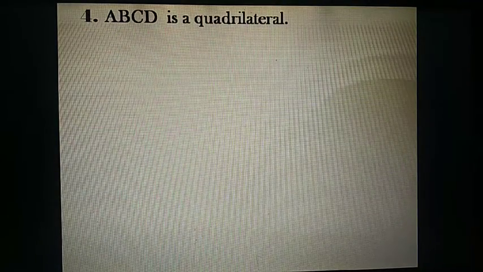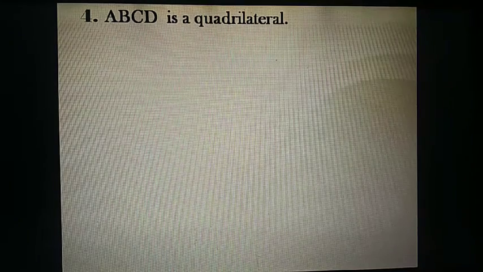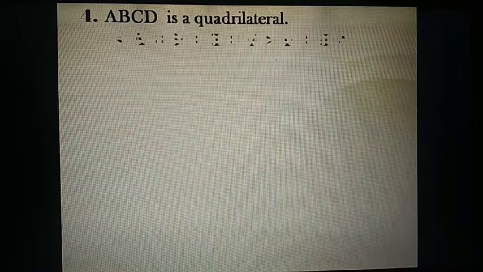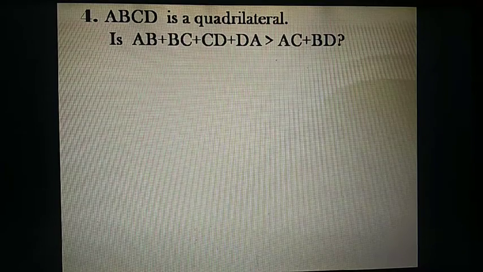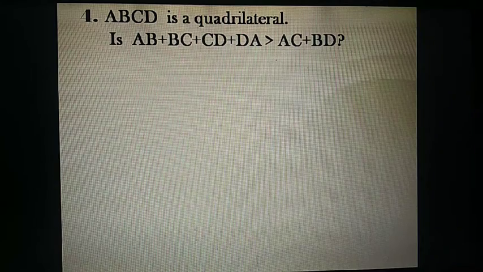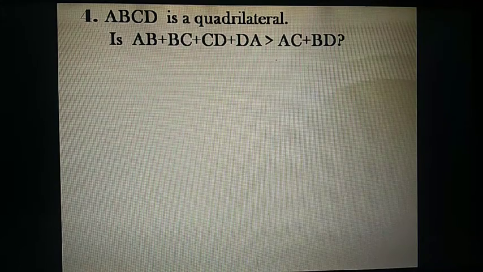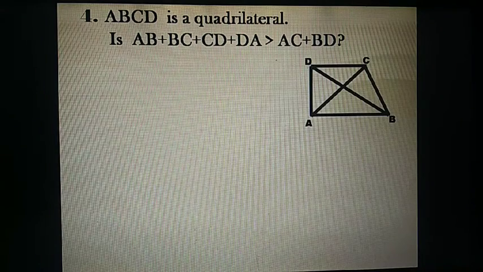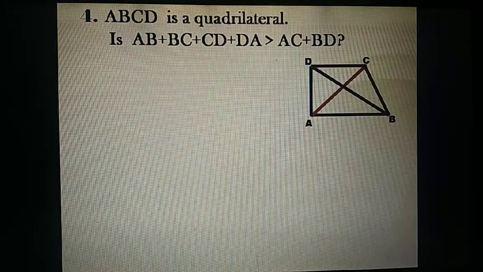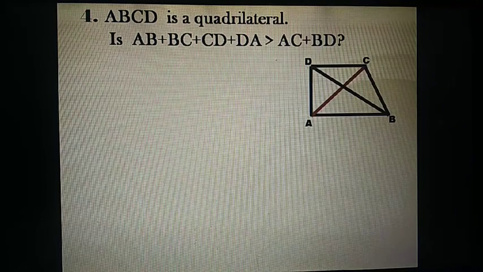Moving to question number 4. ABCD is a quadrilateral. Quadrilateral means a closed figure with 4 line segments. We have to prove this statement. Again, there is a greater sign. It means you will use the property that the sum of two sides will be greater than the third side. Here we have to use AC and BD on the right. So we will use AC first.